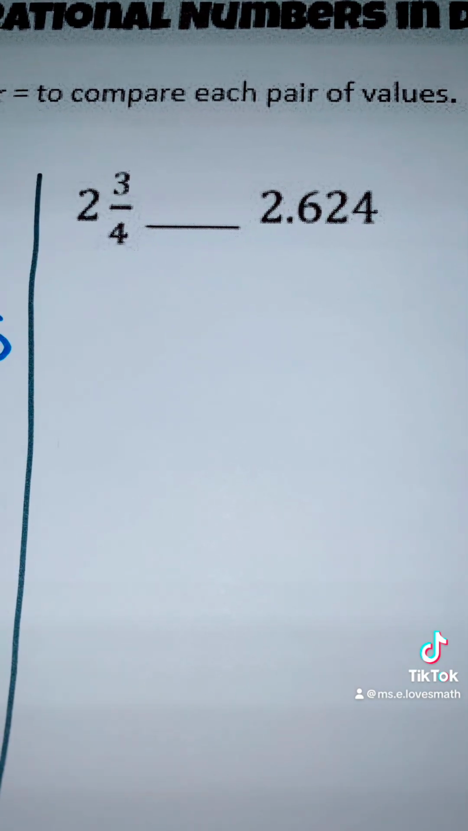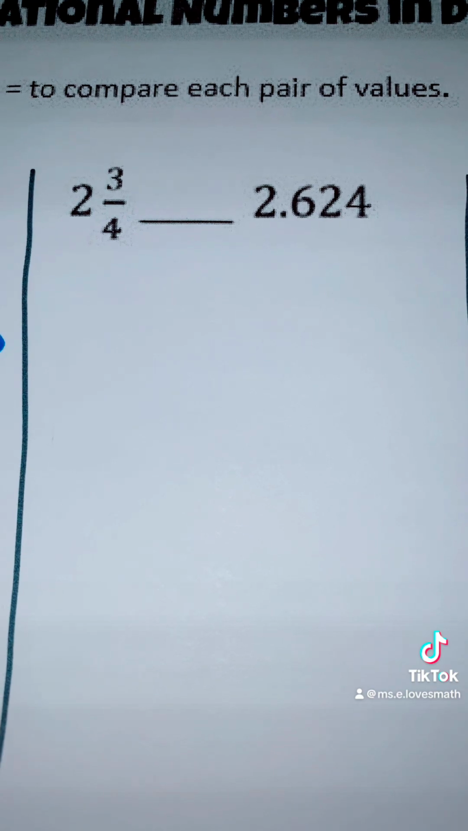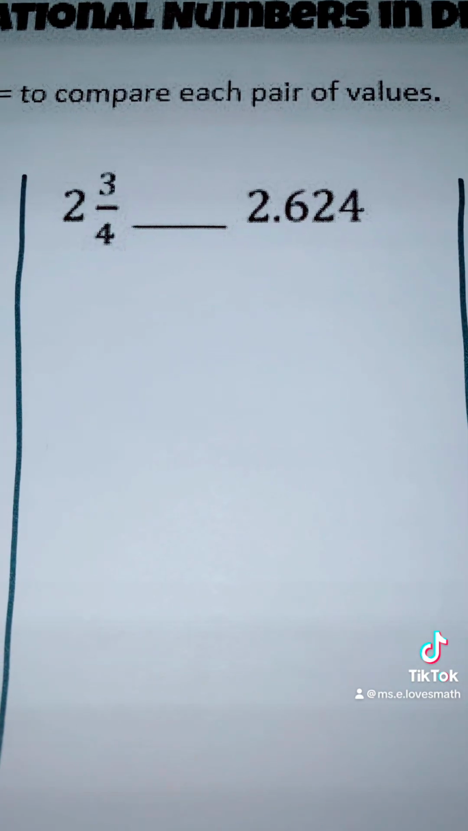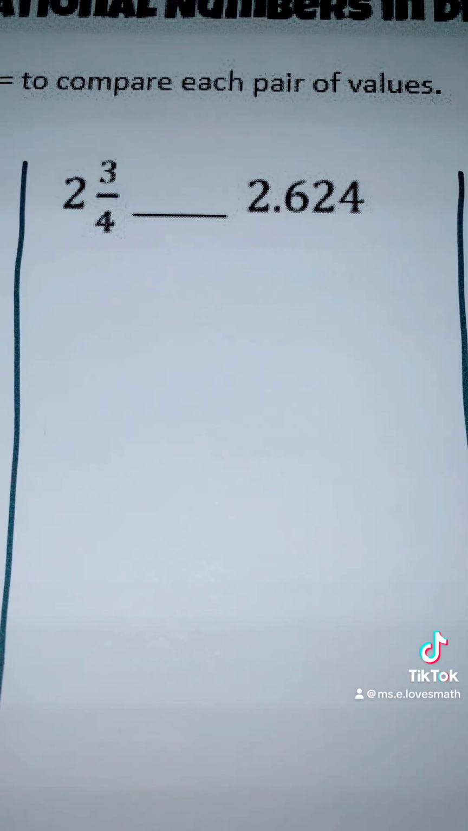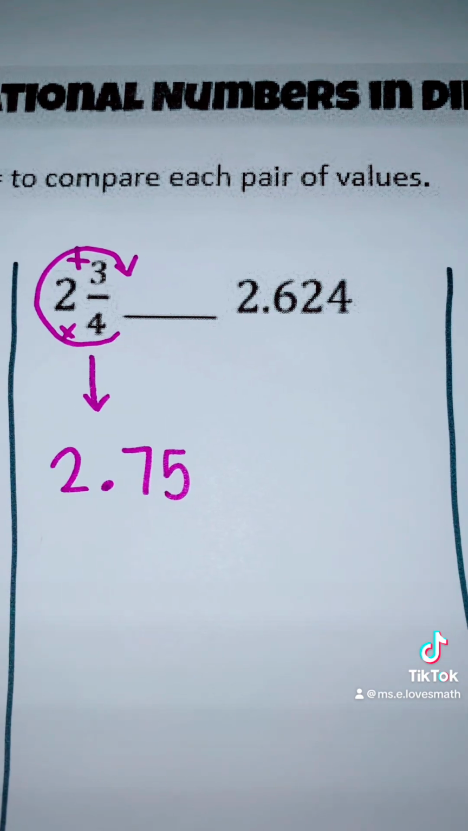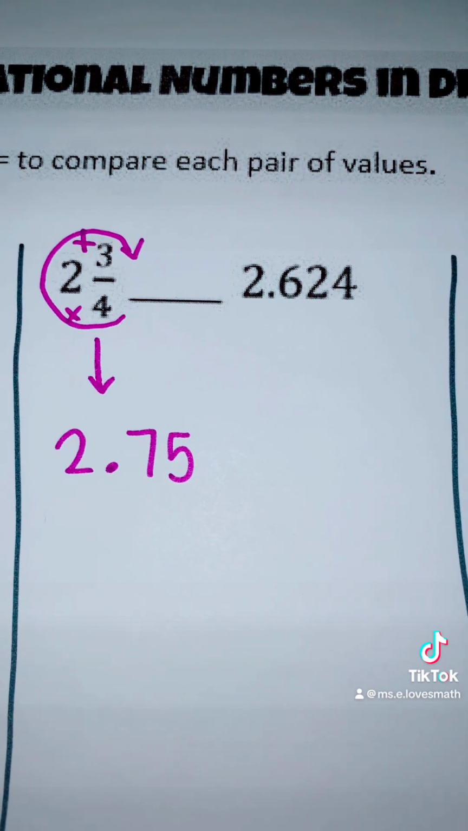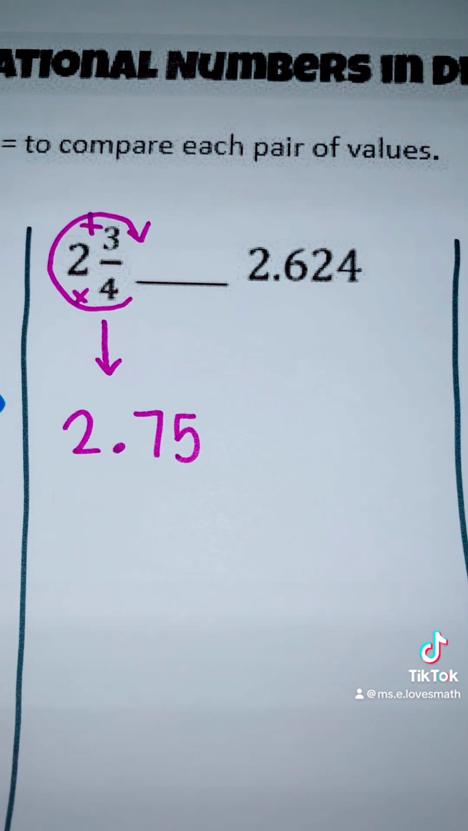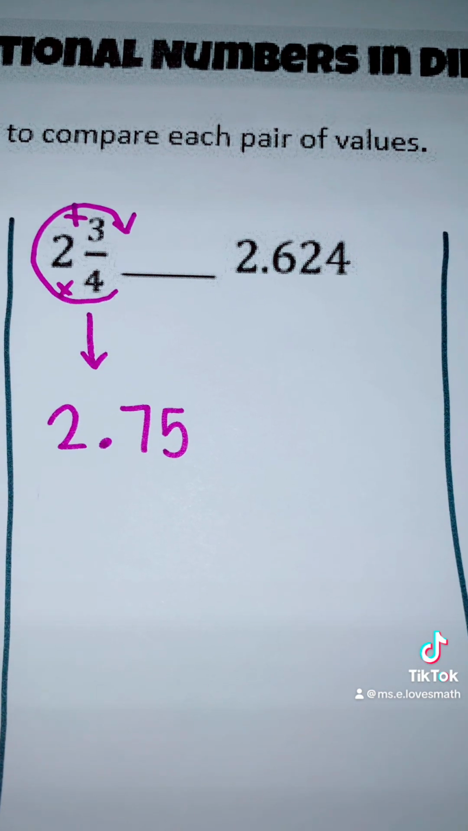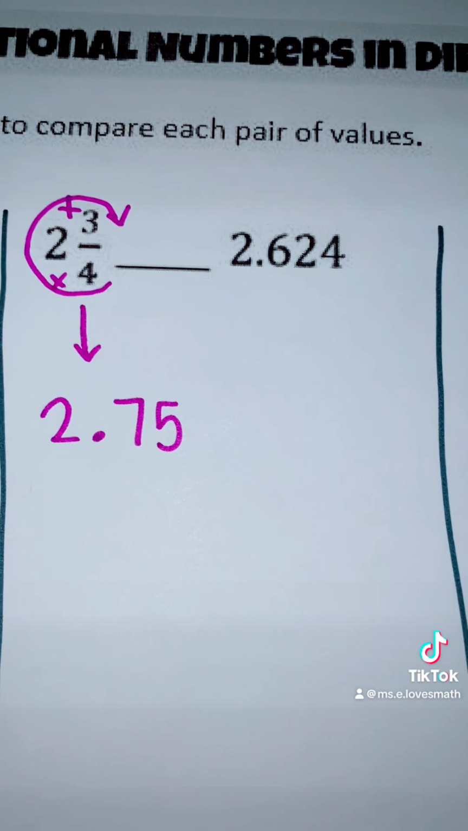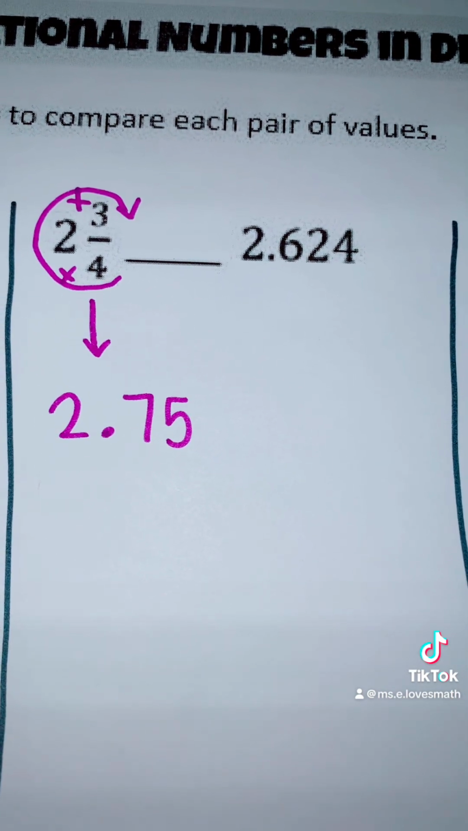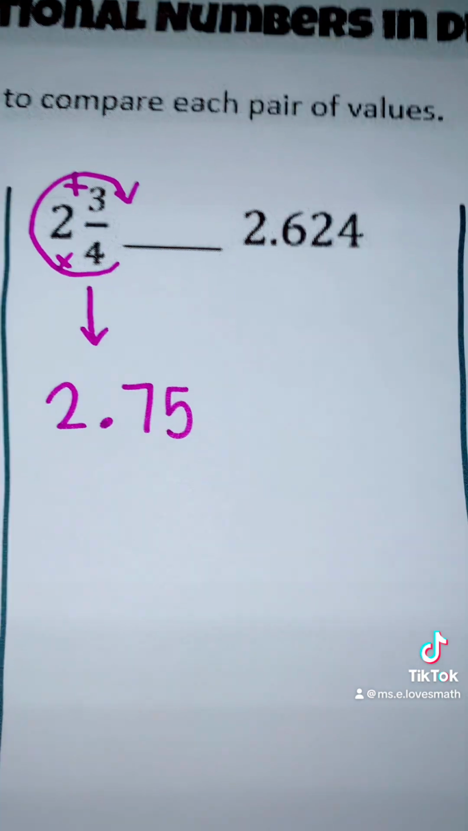Our next example, we have 2 3/4 and 2.624. We have one decimal and one mixed number. I'm going to go ahead and turn this mixed number into a decimal. There's a few different ways to turn mixed numbers into decimals, but the way we've been doing it in class is multiplying 4 times 2 is 8, plus 3, so 8, 9, 10, 11. So 11 divided by 4 gets you 2.75.